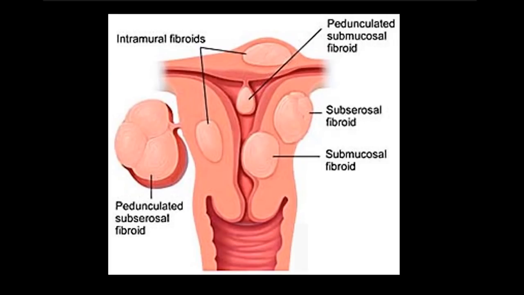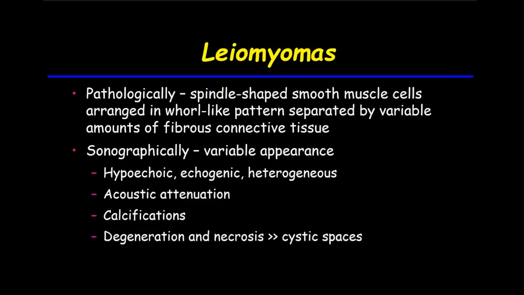This is a picture depicting different locations of fibroids. A fibroid may be strictly intracavitary or submucosal. It may be intramural and submucosal, projecting partially into the endometrial cavity. It may be strictly intramural, strictly subserosal, or a combination of locations.